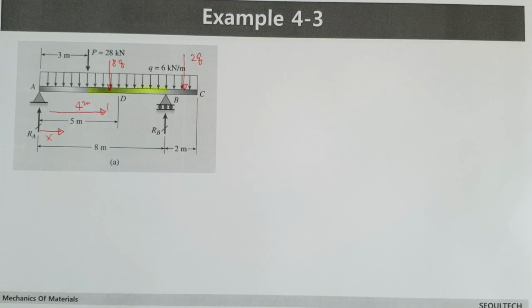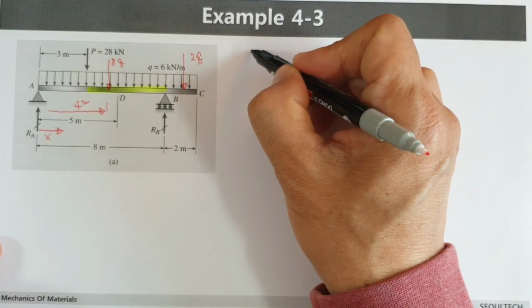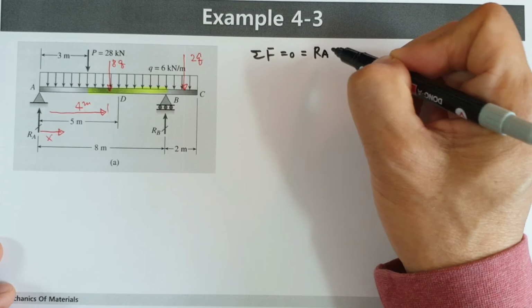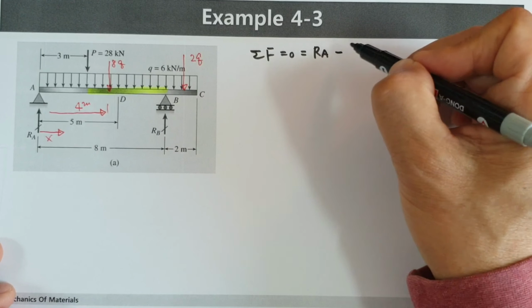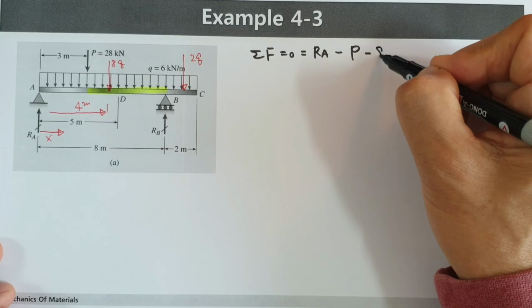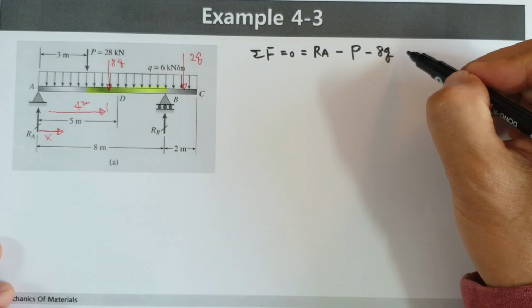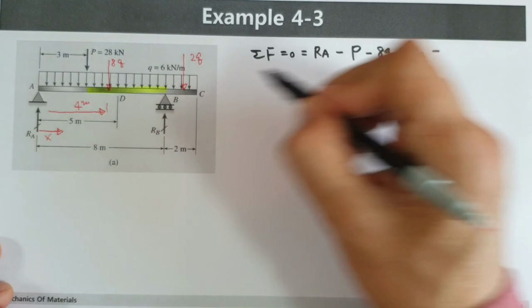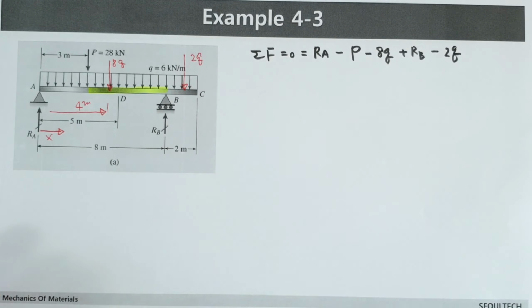Okay, let's think about force equilibrium. Sigma F equals 0. Upward direction is positive, so RA, minus P, and this one 8q in minus direction, and upward direction RB, and downward direction 2q. Okay, here P and small q are given. Then the unknowns are RA and RB. In order to find RA and RB values, we require another relationship.